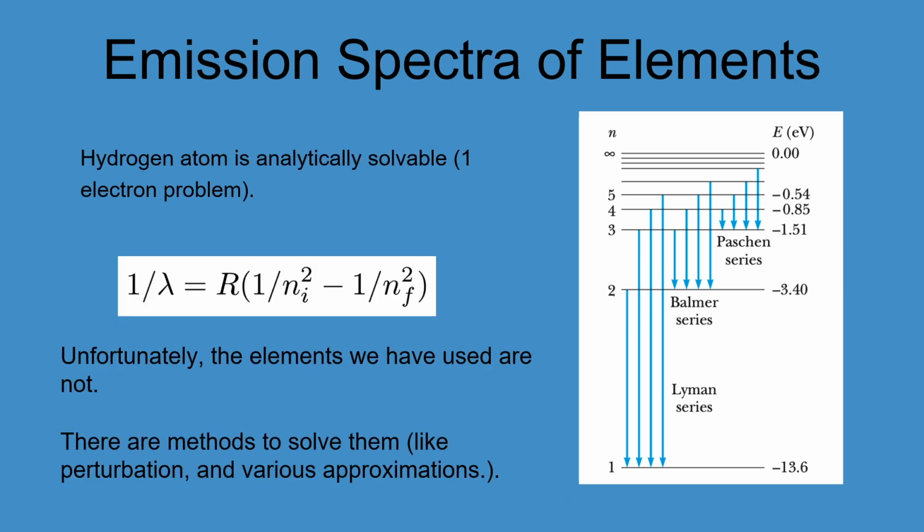Since the hydrogen atom is so simple, it only has one proton and one electron, the Schrödinger equation for it is analytically solvable, but this is a rare case. For our case, unfortunately, the elements we have used, the Schrödinger equations for them is not analytically solvable. There are still some methods like perturbation and some approximations so that we can solve them, but they are advanced, so I will not be talking about them.